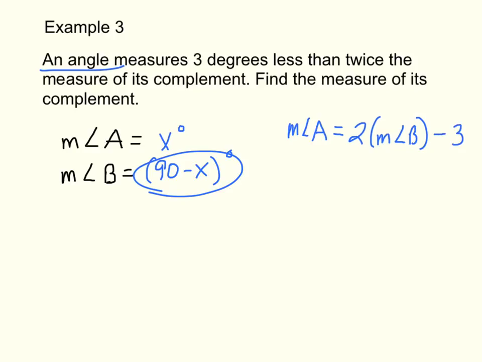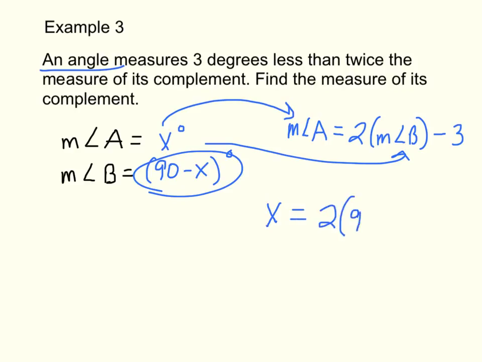So if we plug these in, we're going to substitute the measure of angle A. So we have an angle. One of the angles is x. It measures twice the complement, and it's 3 degrees less than that. So let's look at what it says. An angle measures 3 degrees less than twice its complement.